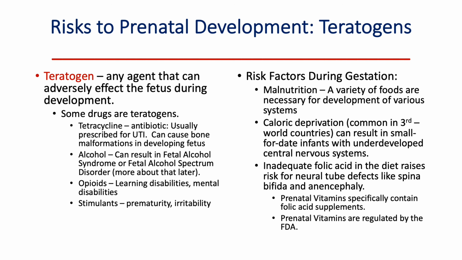Opioid exposure, moms maybe before they know they're pregnant, taking or addicted to opioid drugs. Stimulants like methamphetamine or real high doses of caffeine and other kinds of stimulants. And then some antibiotics like tetracycline, given for urinary tract infections, can cause bone malformations in the developing fetus. So tetracycline is red labeled by the pharmacist. It's not a drug that can be prescribed for babies.